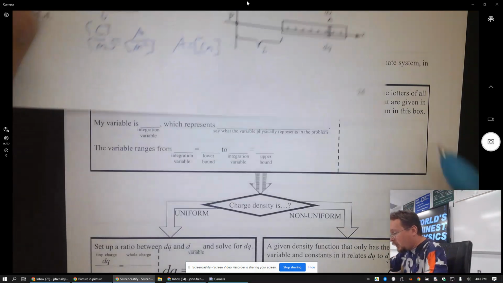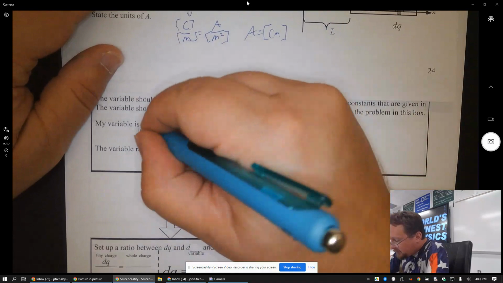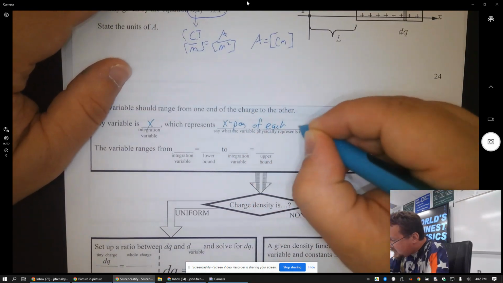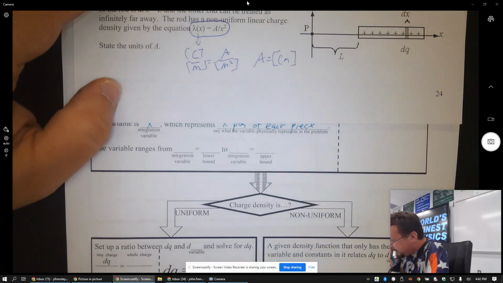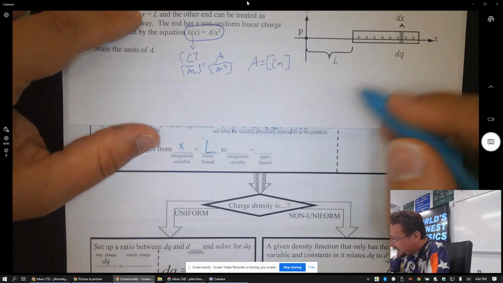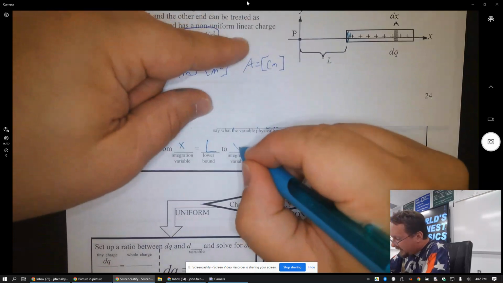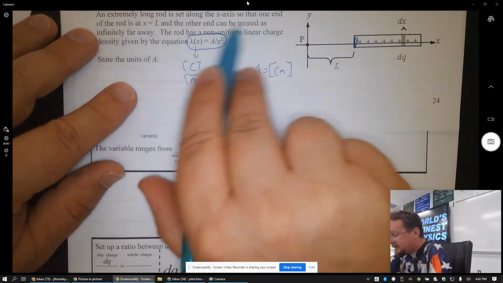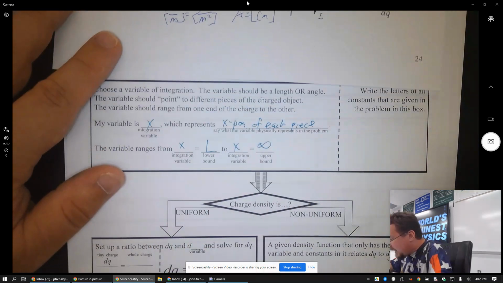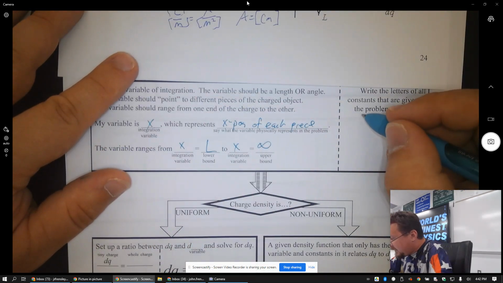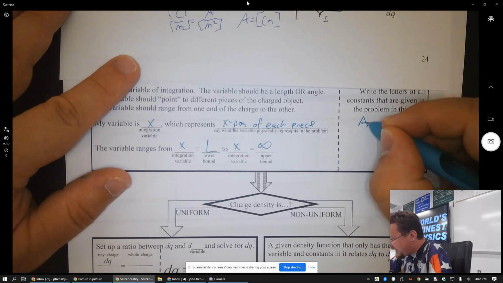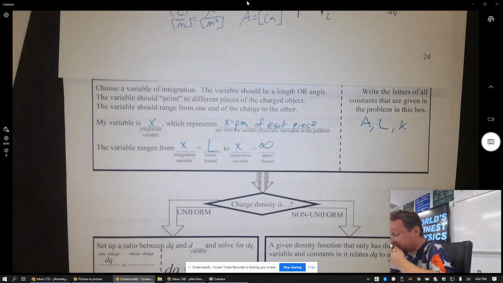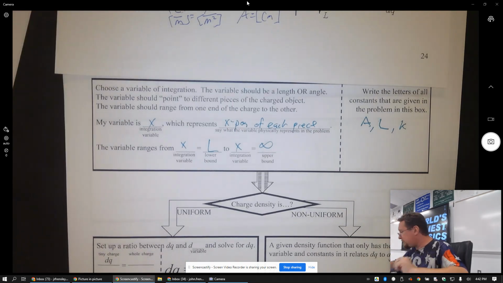All right, so my integration variable again is going to be x, the x position of each piece, right? The variable is going to range from x equals L, that's the first piece, to x equals infinity. That's way over here. It says it can be treated as infinitely far away, right? All right, so here the only constants are A and L and the Coulomb's law constant K if you want it to be. Not even the density is uniform.